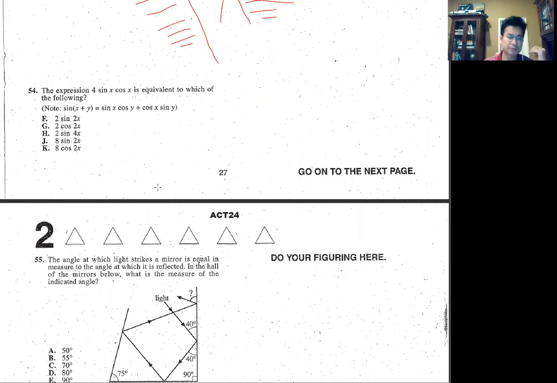Number 54: is 4 sine x cosine x equivalent to which of the following? If you want to use the note right here, that's great. If not, then you just plug in numbers, like instead of x, you put 1. So you put 4 sine 1 cosine 1, and compare all these choices. That's the easiest way to do it. But if you know the double angle formula, this is sort of the double angle formula for sine.